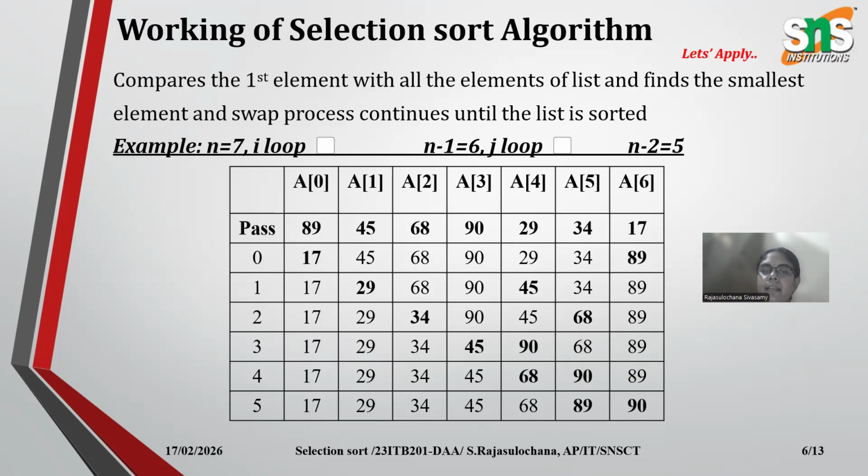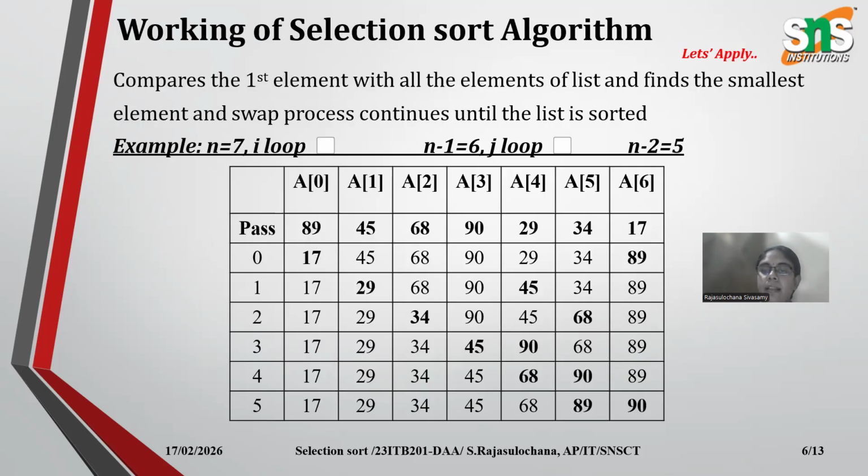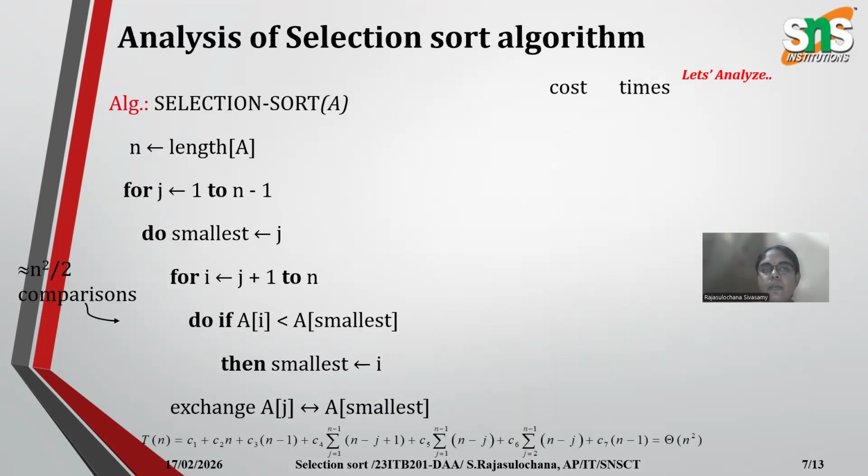Similarly, the next value is 68. Of the remaining values, 34 is minimum. So those two are swapped together. And next one is 90. And of the remaining values, 45 is minimum. So 45 and 90 are swapped together. And again, we have 90, and of the remaining values, 68 is the minimum, and these two are swapped. And again, at the last, 90 is swapped with value 89. So this is the working of selection sort algorithm.